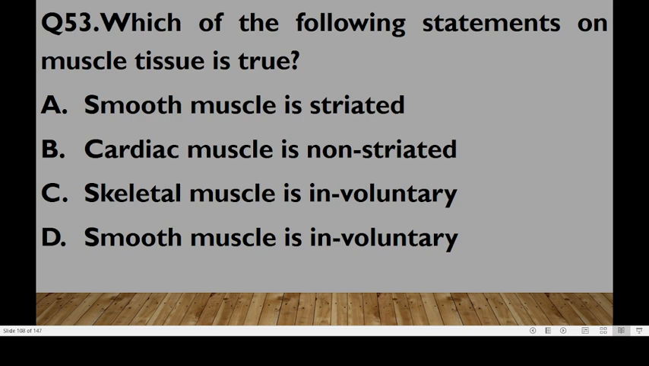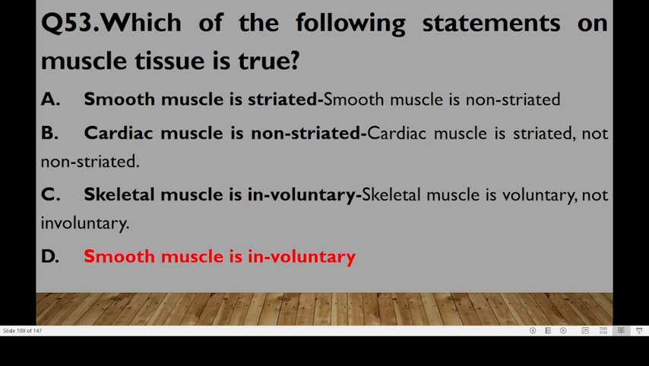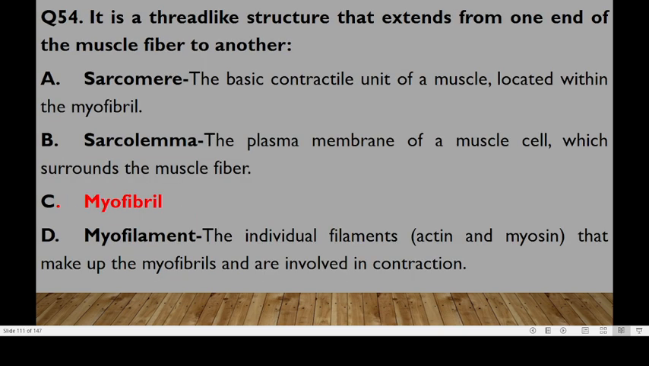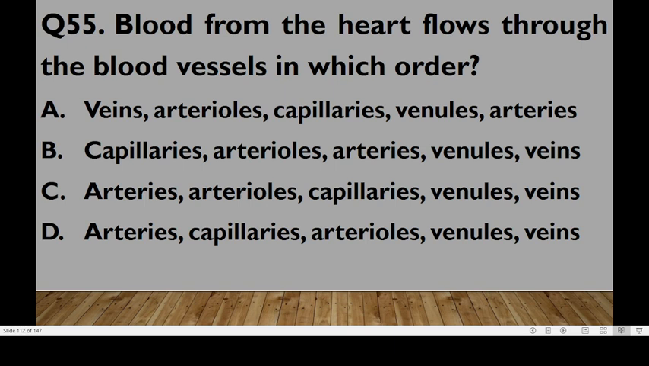Which of the following statements on the muscles is true? The true statement is that smooth muscles are involuntary in nature. It is a thread-like structure that extends from one end of the muscle fiber to another. That one we are referring to as the myofibril. Blood from the heart flows through the blood vessels in which order? From the heart we have the arteries, then the arterioles, capillaries, venules, and then veins take blood back to the heart.